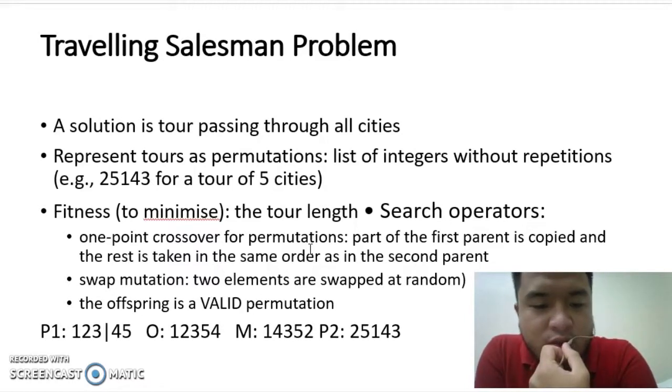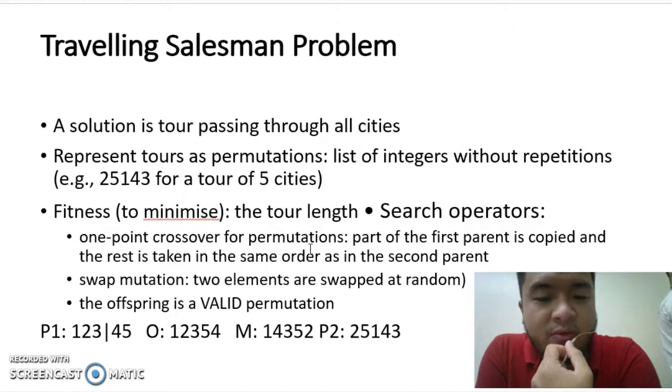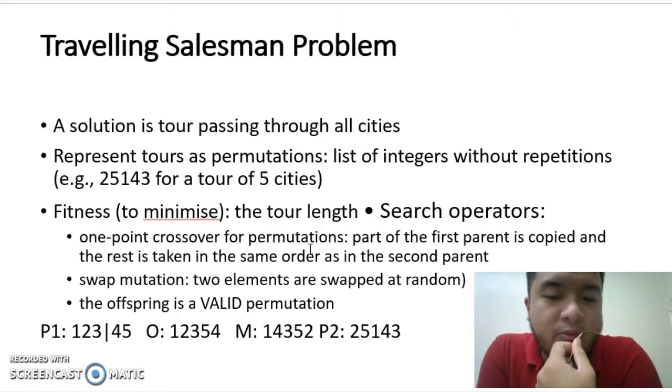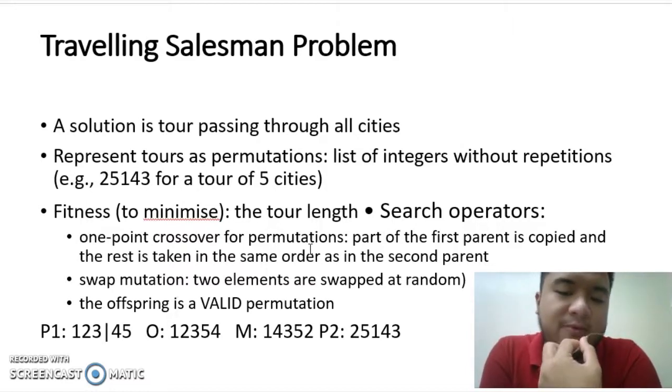So for example, parent 1 is 1, 2, 3, 1, 4, 5, and the offspring is 1, 2, 3, 4, 5, 4, and the mutation is 4, 3, 5, 2. Then parent 2 is 2, 5, 1, 4, 3.